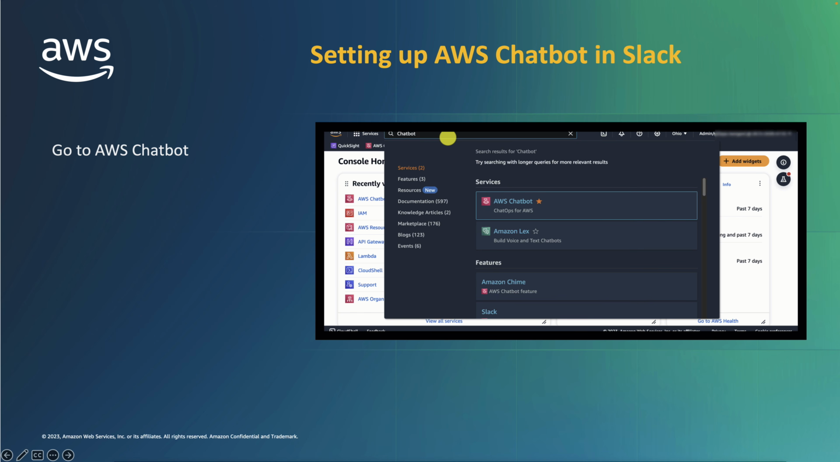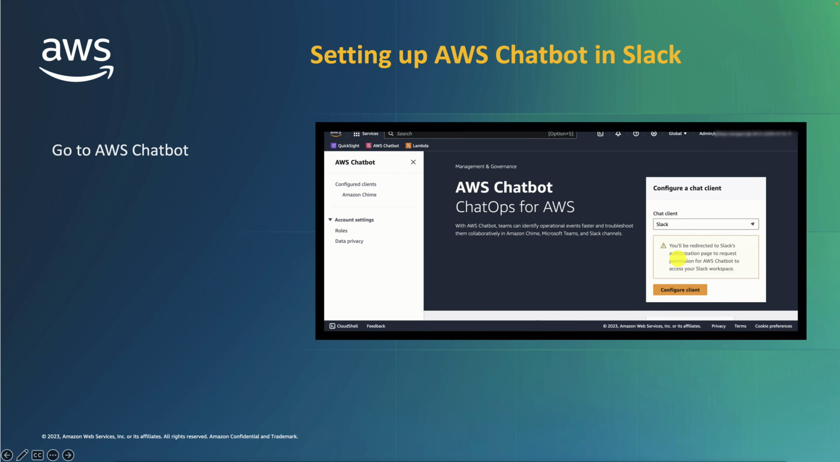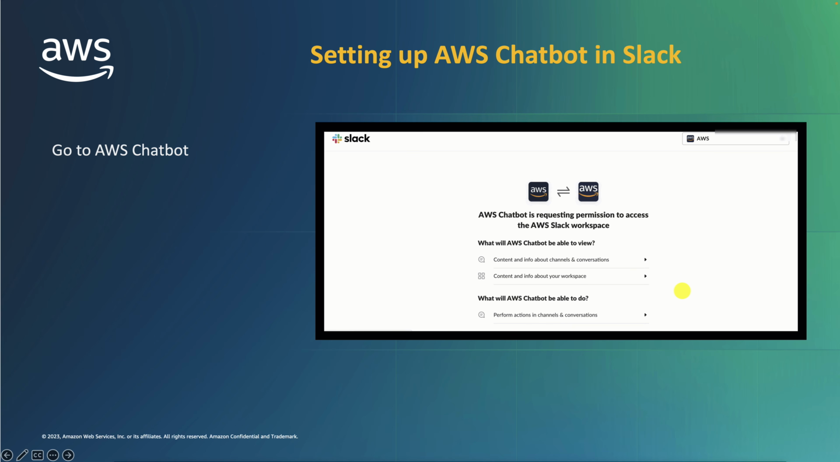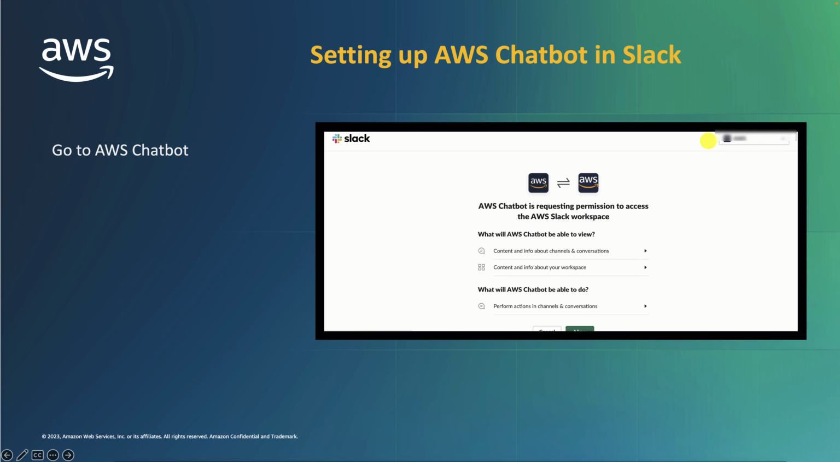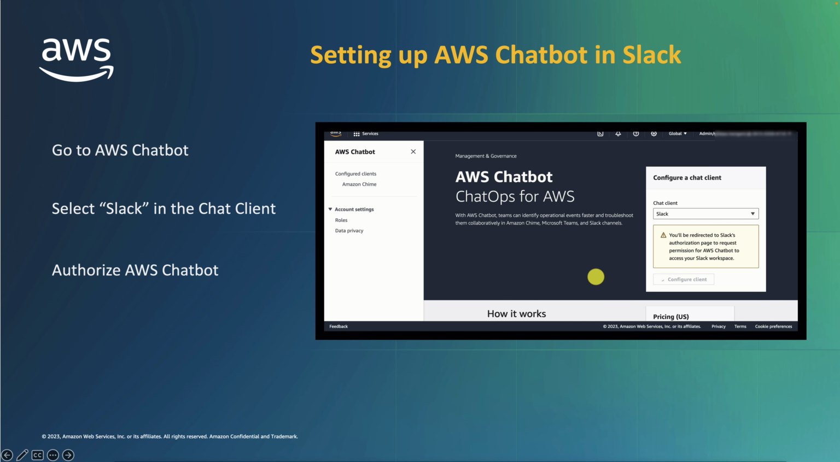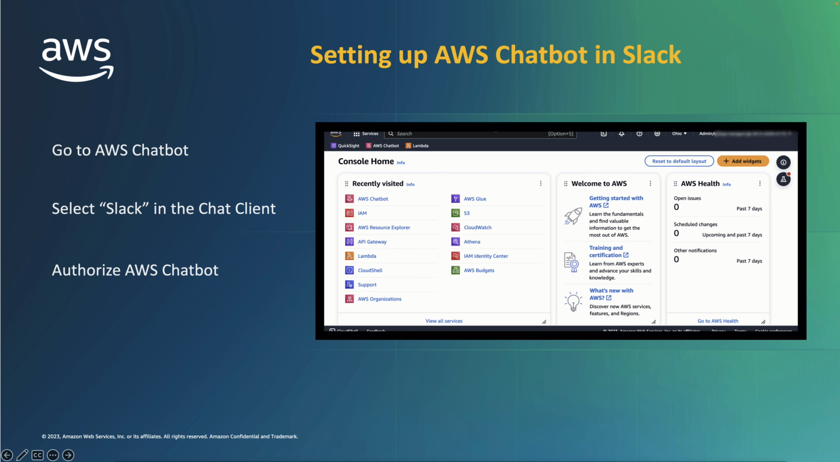First, go to your AWS console and navigate to the AWS Chatbot service. Then, select Slack in the Chat Client drop-down on the AWS Chatbot console's homepage. Authorize AWS Chatbot to access your Slack workspace, and if you have multiple workspaces, select the one you want to use for this integration.